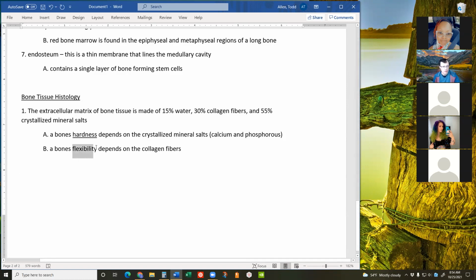So we have hardness and flexibility as two physical characteristics of bones that are endowed by the chemical properties of the extracellular matrix. And for here, I would use an analogy to get you to think about this, okay? Let me ask you a question in the chat window.